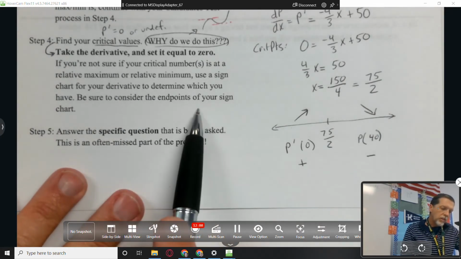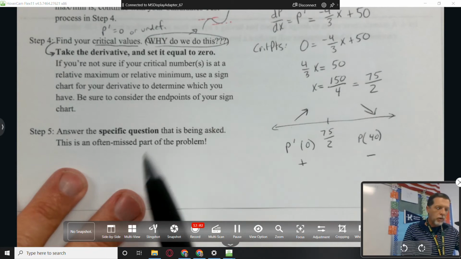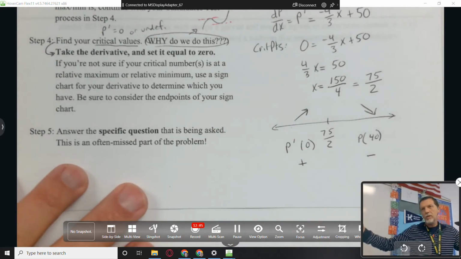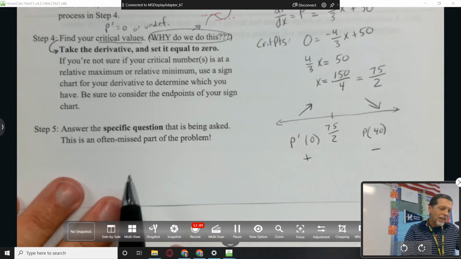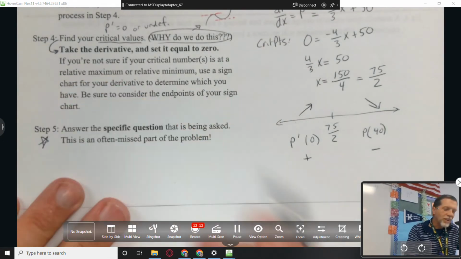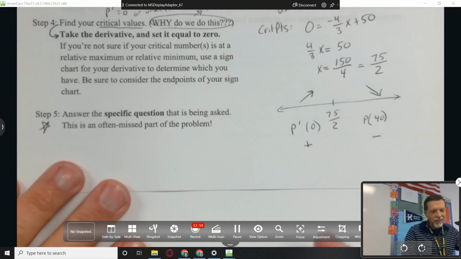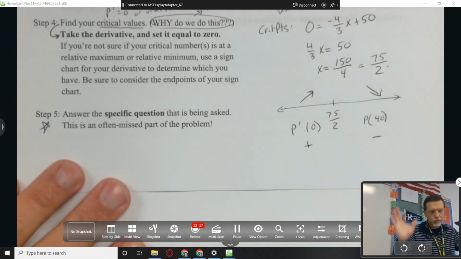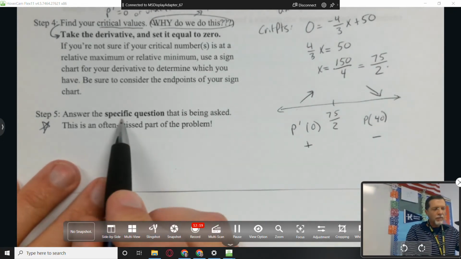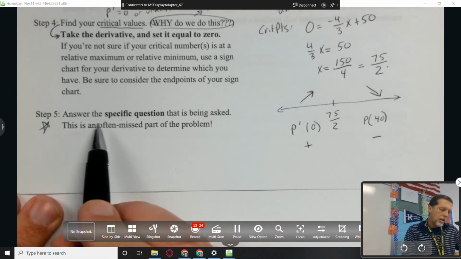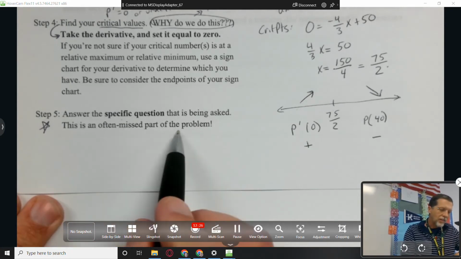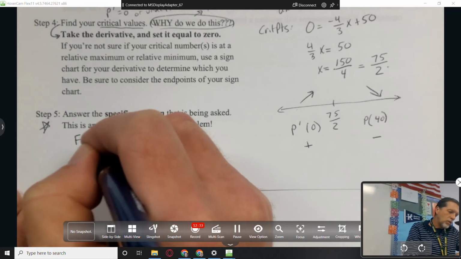Be sure to consider the endpoints. Well, we didn't have endpoints on this one. It didn't say between 0 and 12 or whatever. It just said find it. And then step 5. So many people lose points on step 5 because they do all the calculus, they're relieved they got 75 over 2, and they think they're done. Well, go back and reread the question to make sure you answered exactly what was being asked. Answer the specific question. This is an often missed part of the problem. So, what was being asked? You have to find 2 numbers.